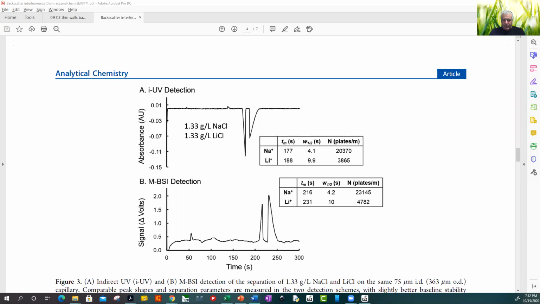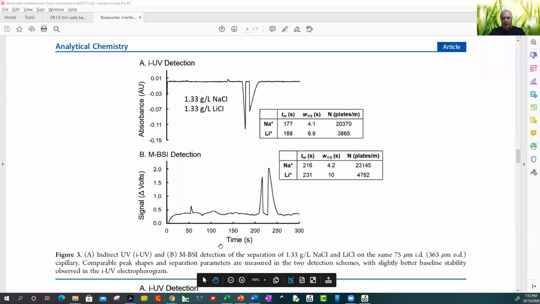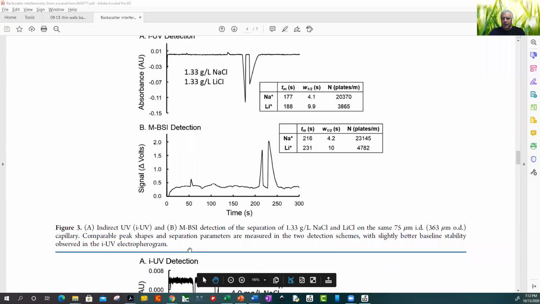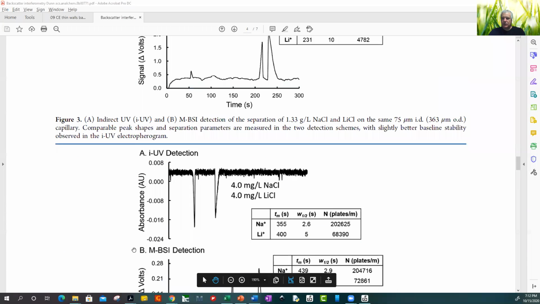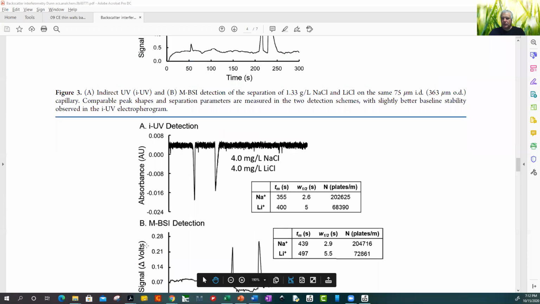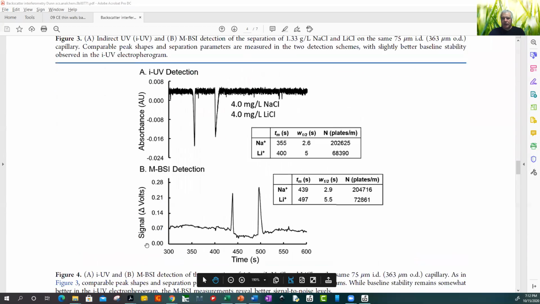So yeah, you could totally do that. It's just that indirect absorption is negative. Okay, TM 350. So this is sodium. That's lithium, right?